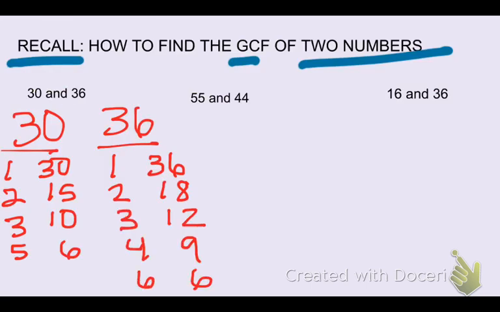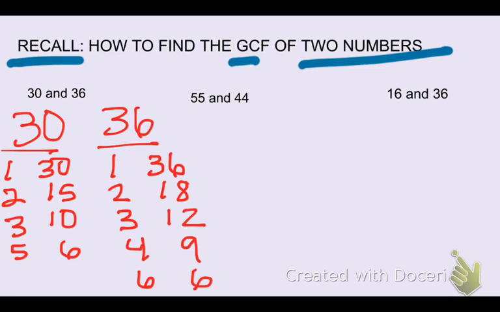So I forgot to press the record button as I was talking and listing out all these factors, but I have the factors of 30 and 36 listed on the screen in front of you. If you need to pause this to get all the factors down, that is okay. Go ahead and do that now.